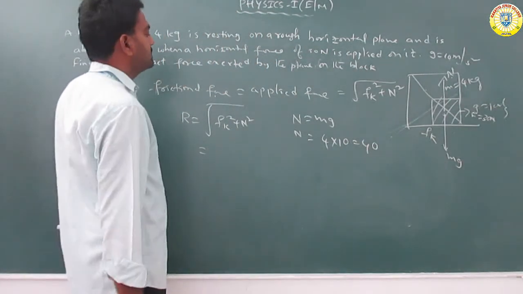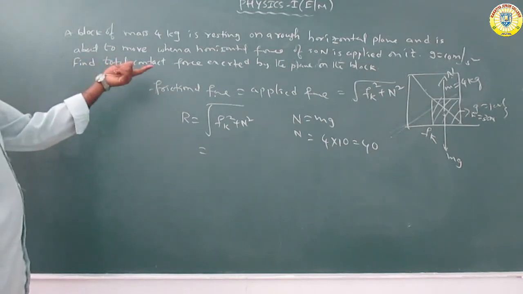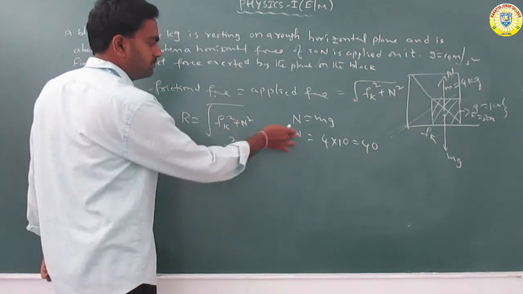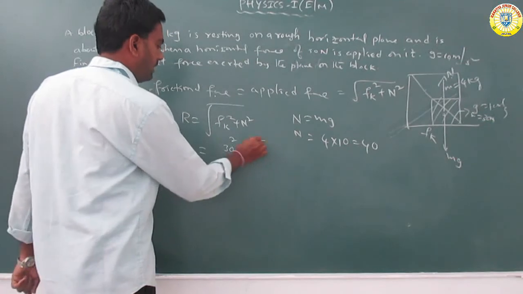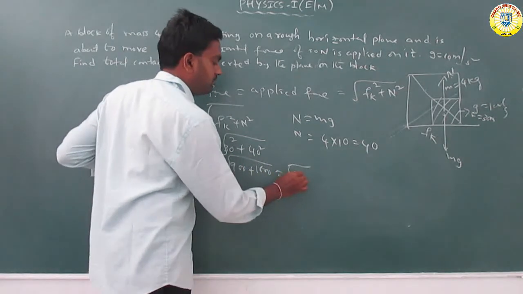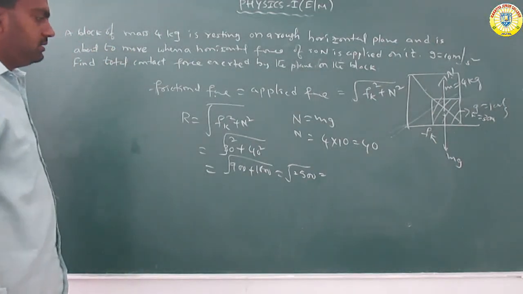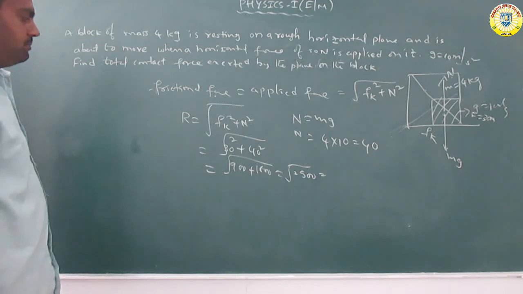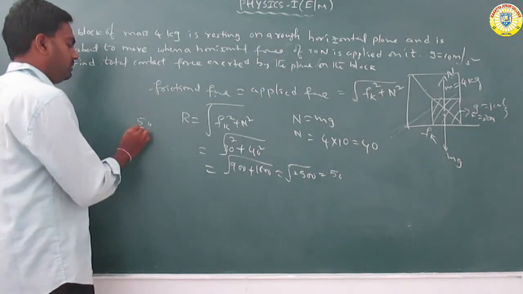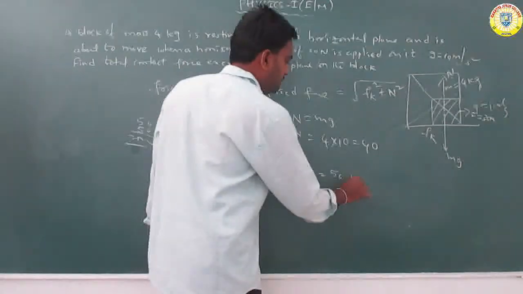Now Fk, the frictional force, is equal to the applied force on the body, which is 30 newtons. So the square root of 30 squared plus 40 squared, that is 900 plus 1600, is equal to 2500. The square root of 2500 is 50, since 50 into 50 is 2500. So the resultant force is 50 newtons.